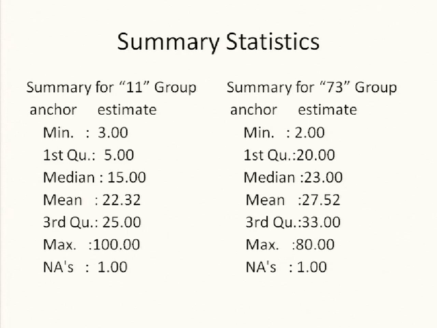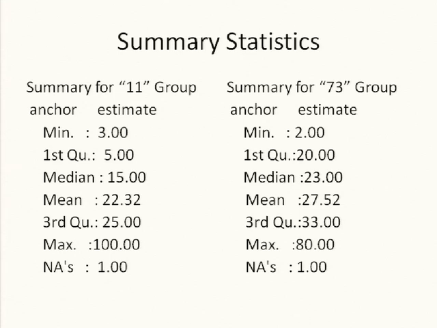All right, so here's what we're more interested in. These are the summary statistics comparing the two groups of people. As we said, all three measures of central tendency, mean, median, and mode, are higher or lower for which group? For the 11 group, they are lower, right? So for example, the median for the 11 group is 15, and the median for the 73 group is 23. That's a difference of 8.